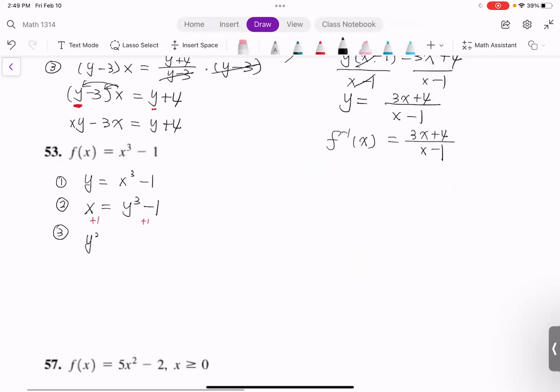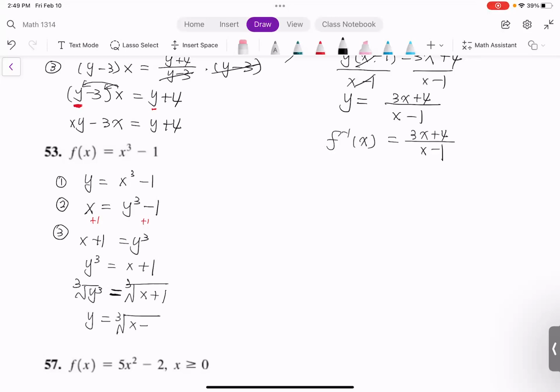So x plus 1 equals y cubed. That also means y cubed equals x plus 1. And then we can cube root both sides. Cube root of y cubed equals cube root of x plus 1. When we cube root both sides, we don't need to worry about positive or negative solutions. So y equals the cube root of x plus 1.